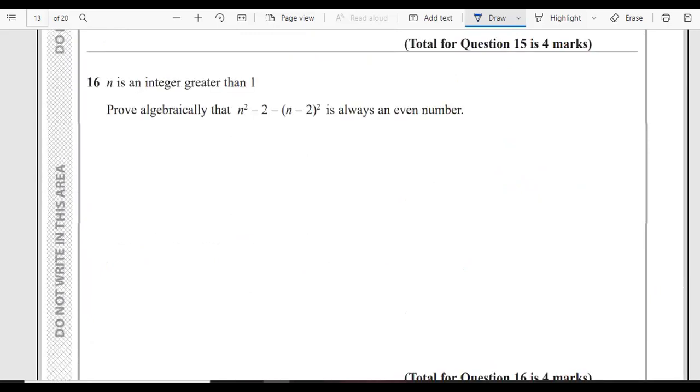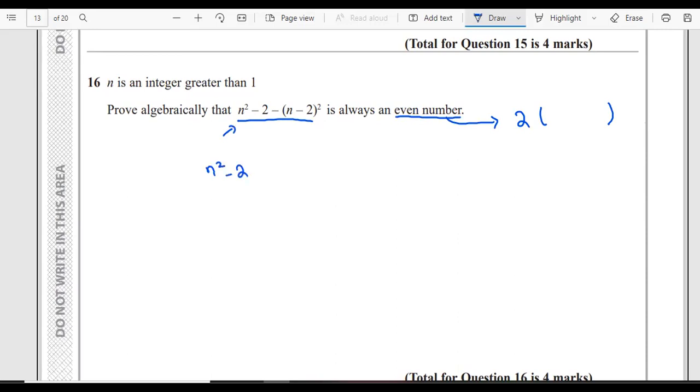Okay, let's talk about this question. It is the 16th question. It says, n is an integer greater than 1. Prove algebraically that this is always an even number. What is the thing about even numbers? 4 is an even number because that's a multiple of 2. 150 is an even number because that's a multiple of 2. 1000 is an even number because that's a multiple of 2. So that is what we know about even numbers.